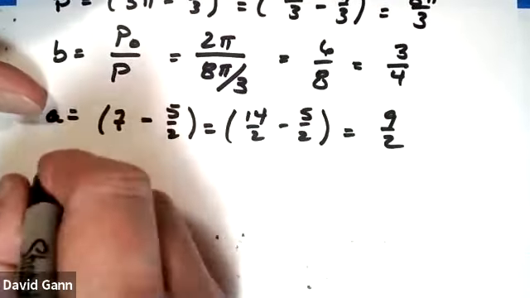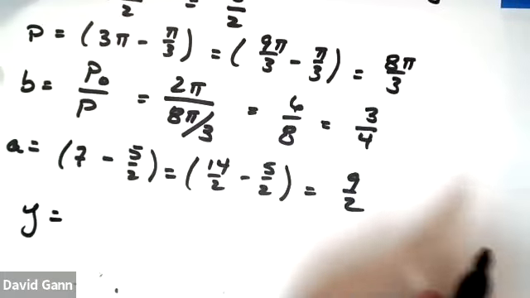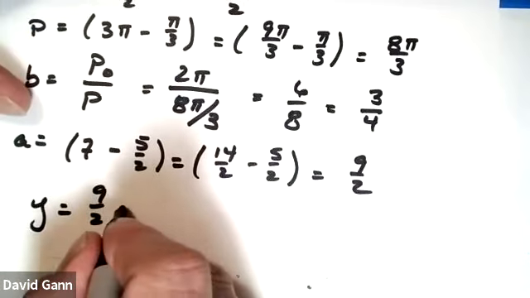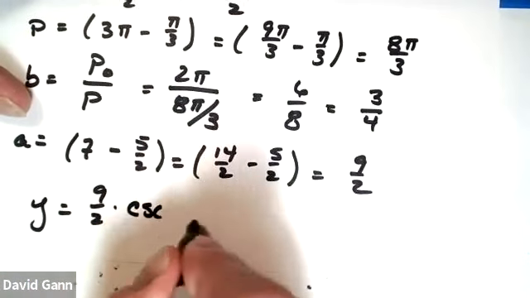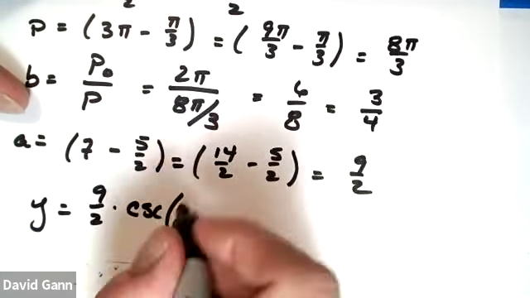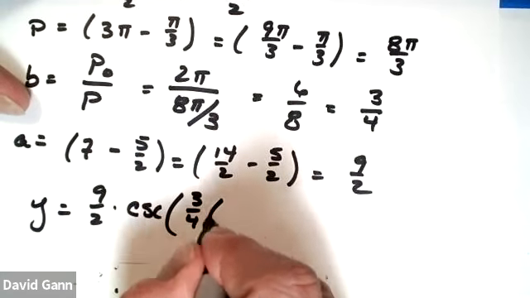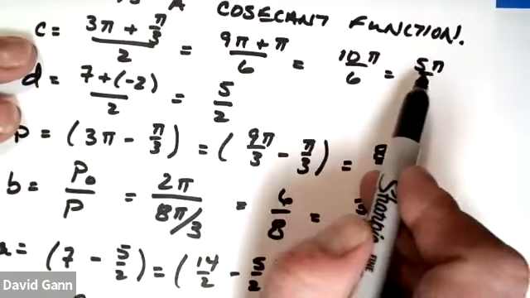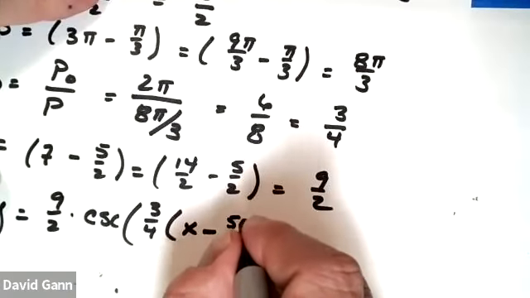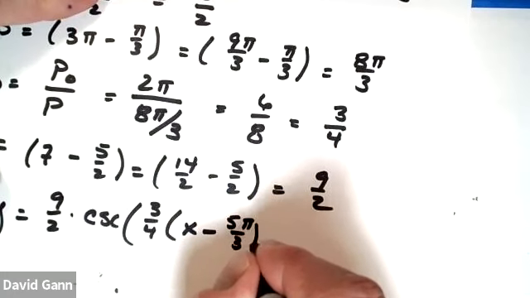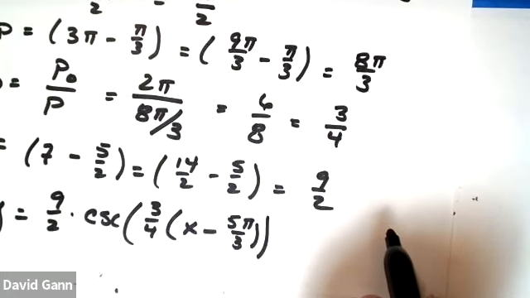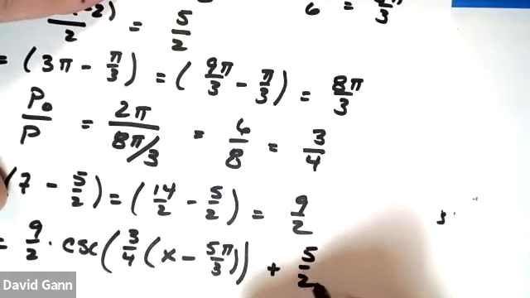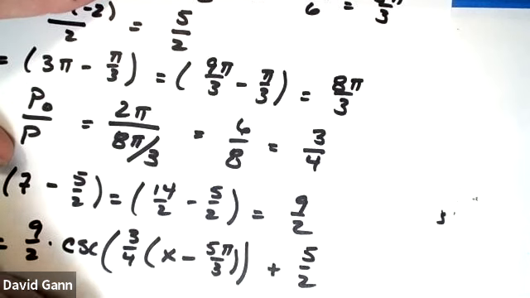So to finish this off then, y is equal to the A value, which is 9/2, times the function, which is cosecant, of the B value times x minus the C value, which is 5 pi over 3. Close all those parentheses, and then add the D value, which is 5/2. And there we have it.